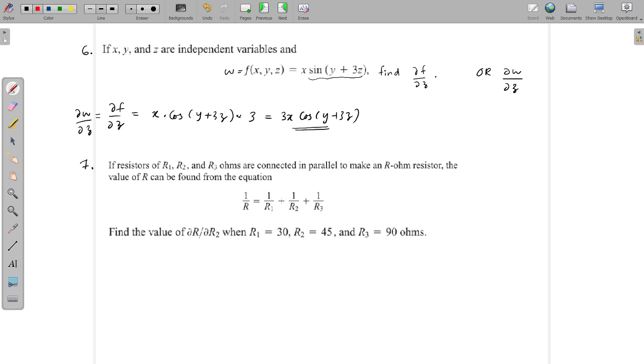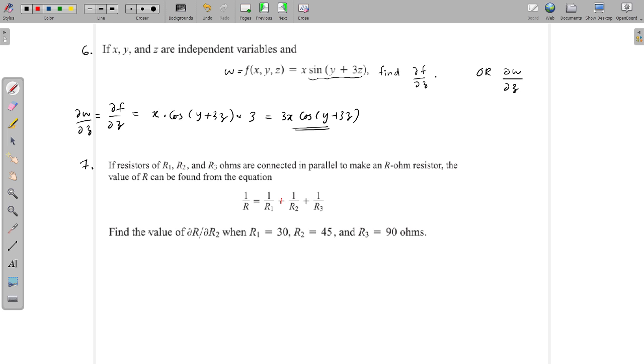Please don't mind if I name this as 7 and 6. In this question, if resistors of R1, R2 and R3 ohm are connected in parallel to make R ohm resistor, the value of R can be found from the equation 1 by R is equal to 1 by R1 plus 1 by R2 plus 1 by R3. When you connect the resistors in parallel connection, you get this resultant resistance.